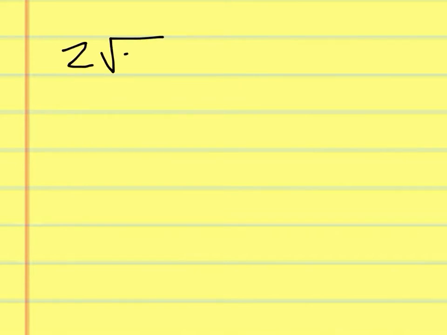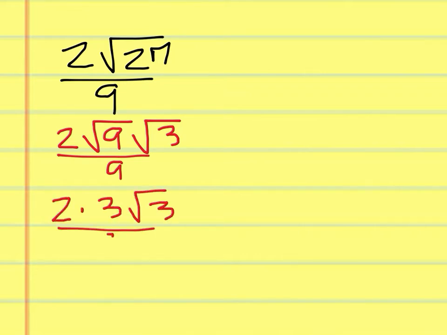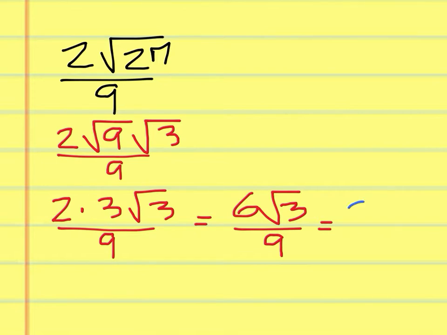2 square root of 27 over 9. What's the highest perfect square that comes out of 27? 9. So we'll have square root of 9 times square root of 3. Simplify the square root of 9 to get 3. And then when you multiply together, you get 6 square root of 3 over 9. How can I simplify 6 over 9? Yeah, 2 over 3.